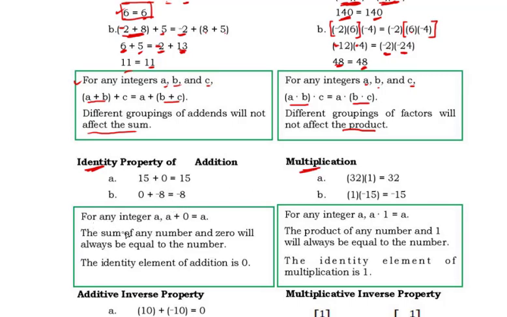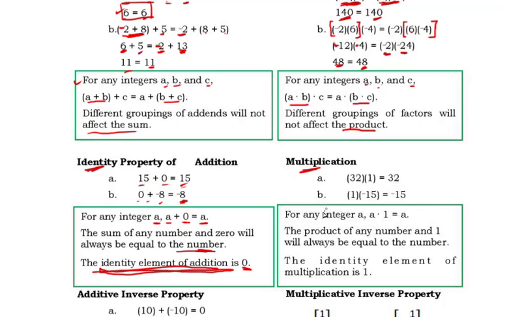Sabi po dito, for any integer a plus 0 is a. So, kahit ano daw pong klaseng integer, kapag inadan mo po siya ng 0, ang sagot ay the same number. Okay? So, the sum of any number and 0 will always be equal to the number itself. Kaya ang tawag po sa 0 ay identity element of addition. So, 15 plus 0 is 15. 0 plus negative 8 is negative 8.